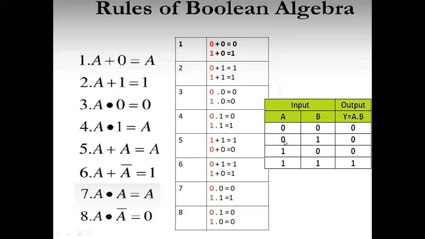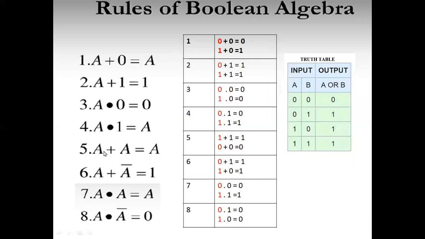Where A is equal to 0 first, A dot 1 is equal to 0 and 1 dot 1. So 0 dot 1 is equal to 0 and 1 dot 1 is equal to 1. That means if you perform AND operation with 1, you will always get the value as A.